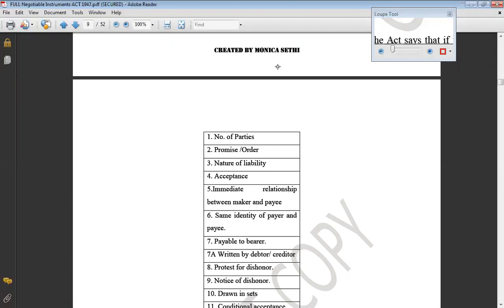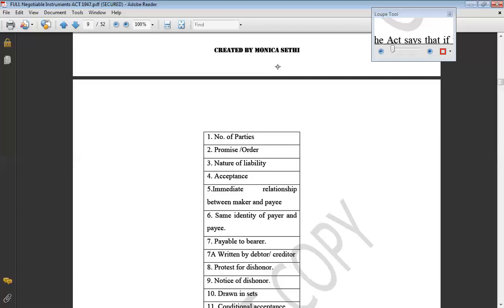Third, nature of liability. Now, who is liable to pay in case of the promissory note? It is the maker. And the maker's liability is primary. He is himself promising that he shall be making this payment. Whereas in case of bills of exchange, the primary liability to pay is that of the drawee. The drawer orders the drawee to make payment to the payee. So the drawee is supposed to make the payment. In case he fails or makes a default, then the secondary liability will be that of the drawer.